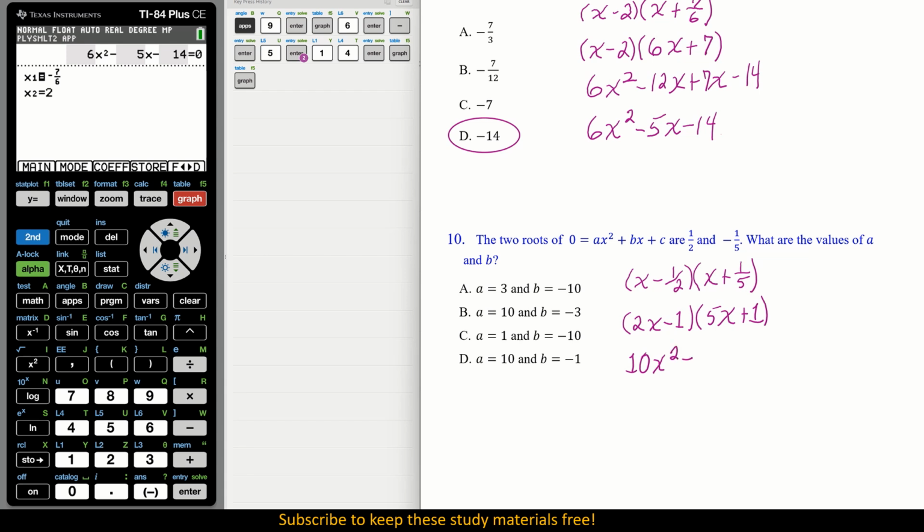10x, that is 10x squared. And that's a negative 5x plus 2x minus 1. And that gives us a 10x squared minus 3x minus 1. Well, they want a and the b. The only options that work, well, A, C don't work. This won't work, so it has to be B.